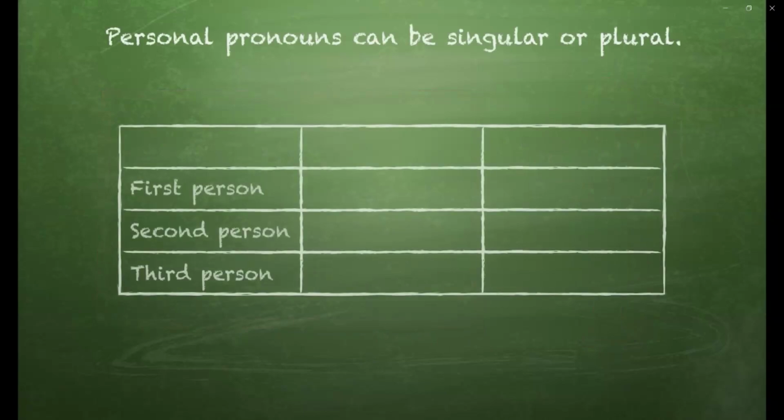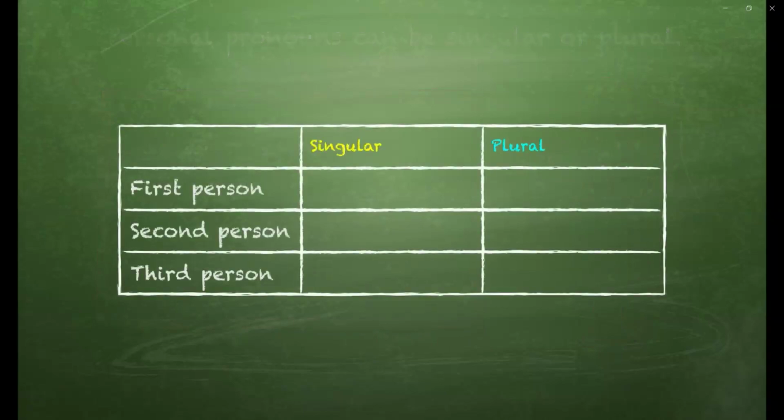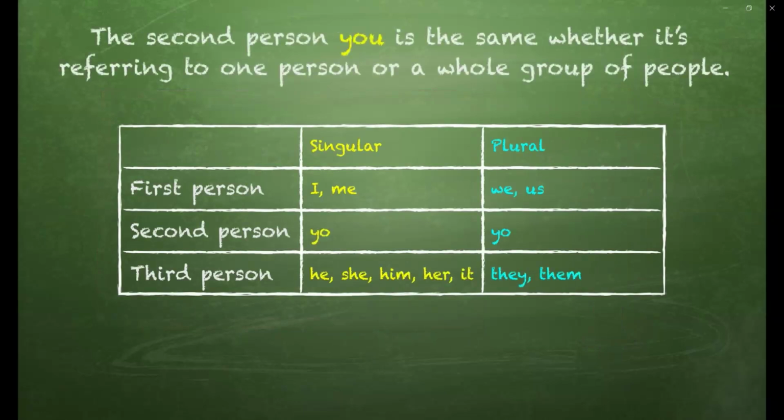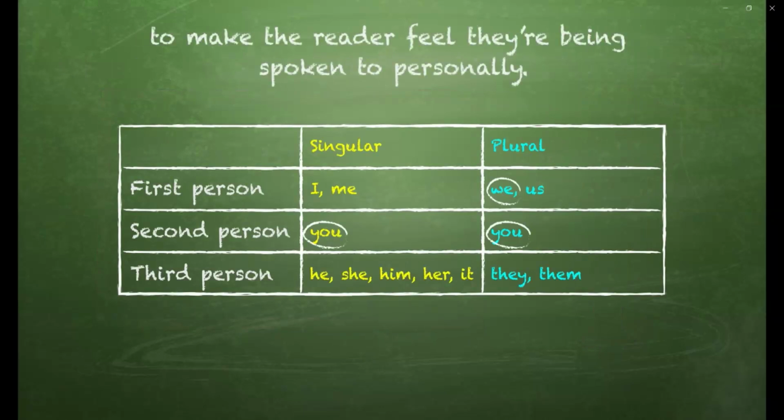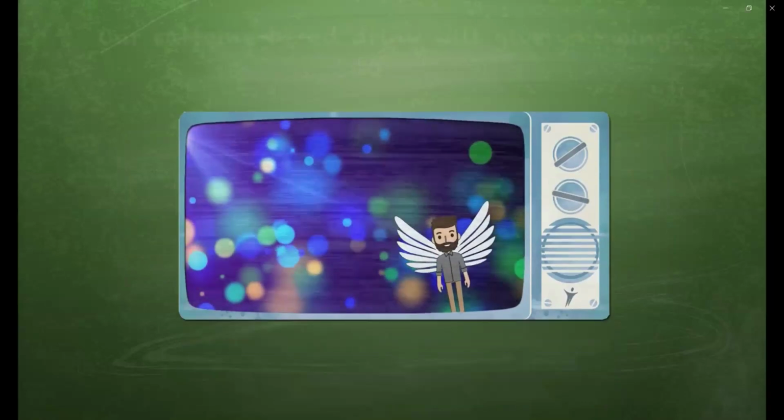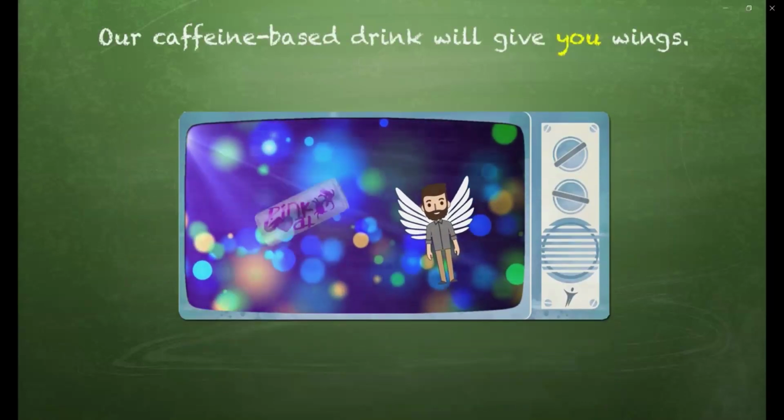Personal pronouns can be singular or plural. I and me, or we and us. He, she, him, her, it, or they and them. The second person you is the same whether it's referring to one person or a whole group of people. Personal pronouns you and we are used extensively in persuasive texts to make the reader feel they're being spoken to personally. Example. Our caffeine-based drink will give you wings.